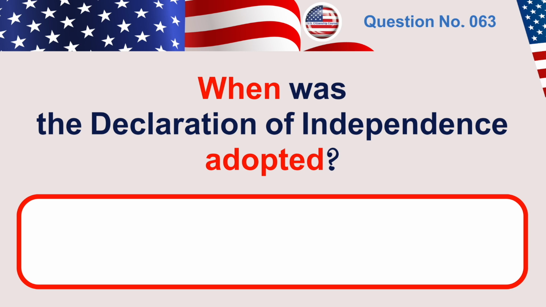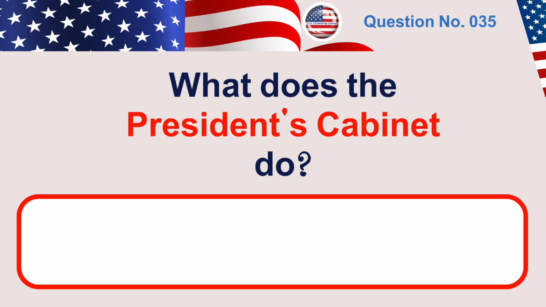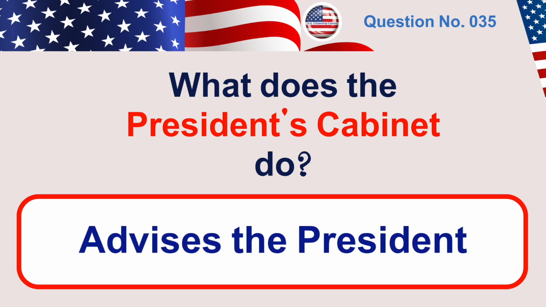When was the Declaration of Independence adopted? July 4, 1776. What does the President's Cabinet do? Advises the President.